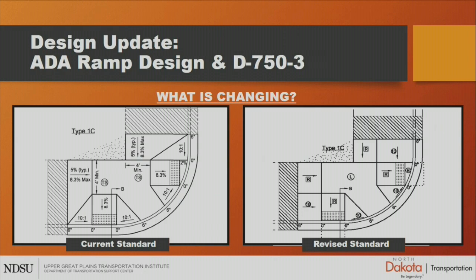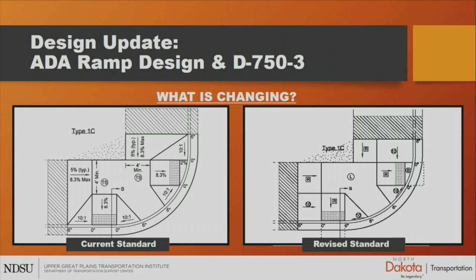The next bigger thing is the addition of the 4x4 foot minimum clear space found at the bottom of the ADA ramp outside of the traffic lanes. That was added, and it's represented by that dashed box you can see at the bottom of the ramps there.